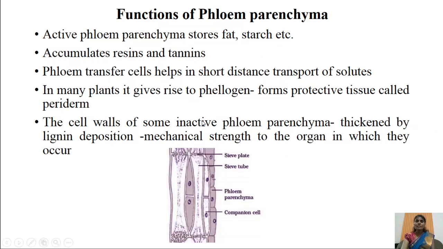The cell walls of some inactive phloem parenchyma get thickened by lignin deposition, and due to this thickness, they are involved in giving mechanical strength to the organ where they occur. Also we can observe this is a sieve plate of sieve tube element, and this is the phloem parenchyma, which is usually towards outside, and next to the sieve tube there are companion cells.